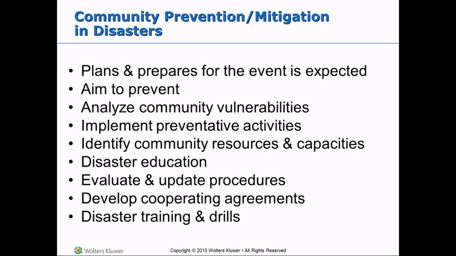In the preparedness stage, the community plans and prepares for the event that is expected with the aim of prevention. Part of this preparedness is to analyze community vulnerabilities and implement preventative activities. This stage is also used to identify community resources and capacities. Communities implement disaster education, evaluate and update procedures, and develop cooperating agreements. Just as there are mass casualty incident and code blue drills in the hospital, communities plan disaster management drills and training.